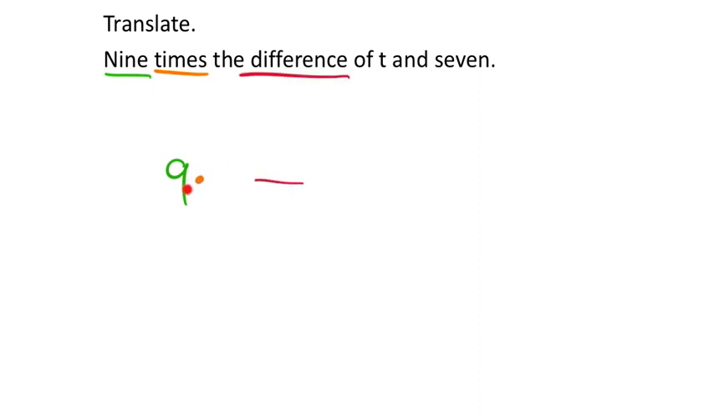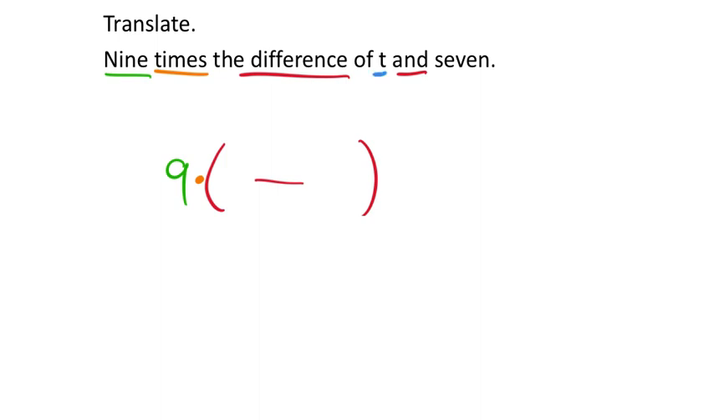Now, that may seem weird the way that I have this written. It's 9 times a difference. Okay, so what this means then is that the difference is going to be between two values. So I'm going to put in parentheses with my subtraction sign to show that I need that difference, and then I can multiply it by 9. Kind of like order of operations, right? Well, what is the difference of? Well, it's the difference of something and something else. So the and is separating those two values.